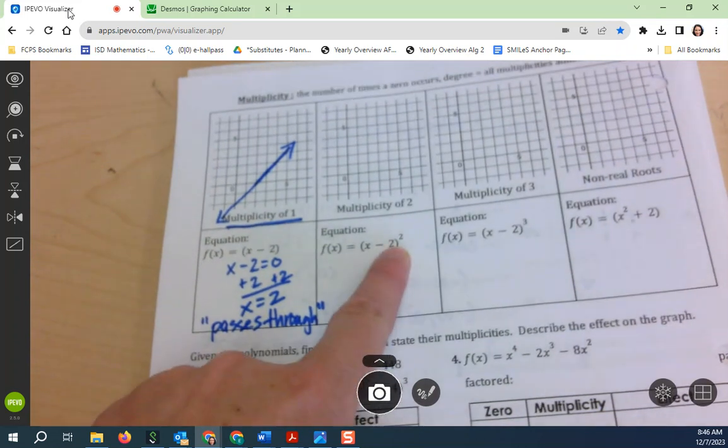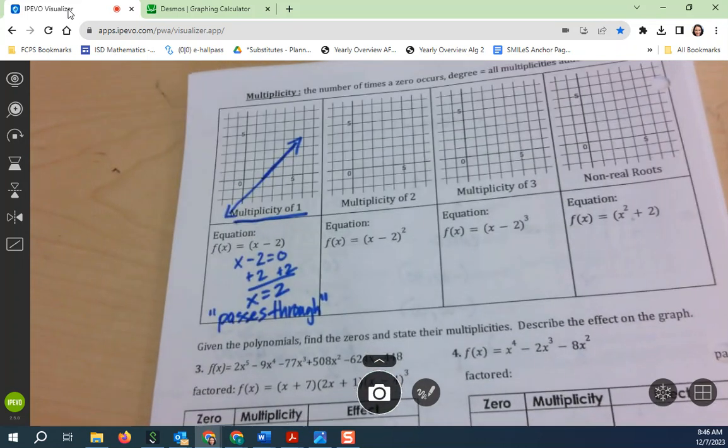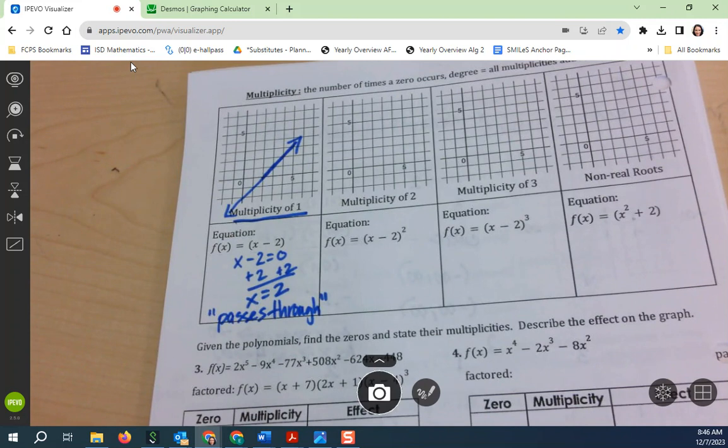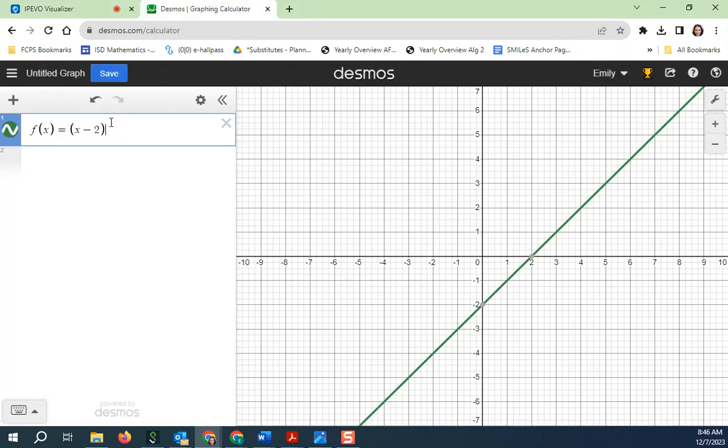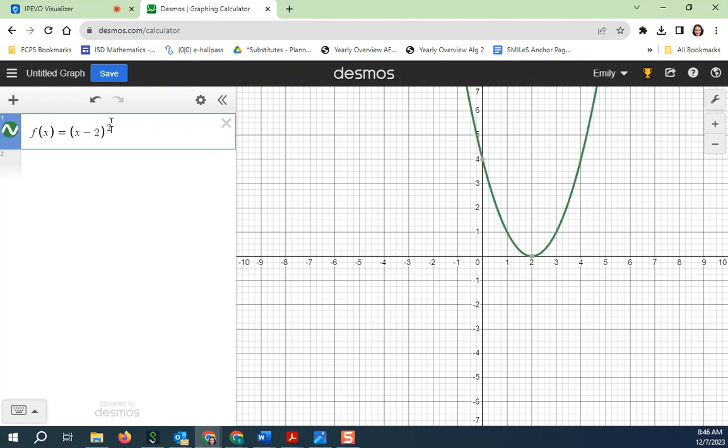When you're done with that, you can add a squared to see what happens when your factor happens 2 times. We had a little bit of a preview of it. All right, so notice what happens is your graph will bounce off the x-axis at 2.